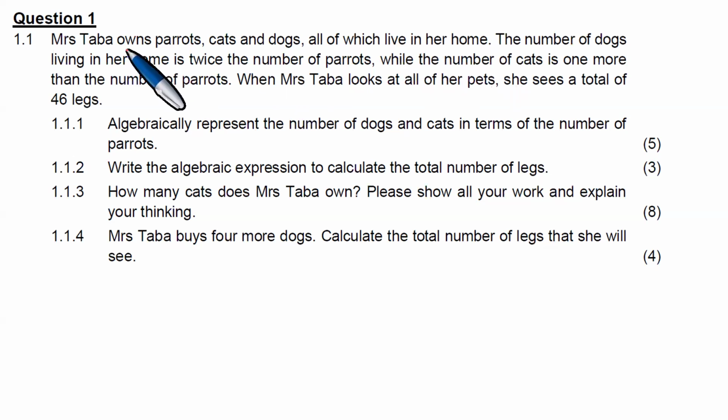So Mrs. Taba loves birds and loves parrots. Parrots, cats, and dogs, all of which live in her home. The number of dogs living in her home is twice the number of parrots, while the number of cats is one more than the number of parrots. When Mrs. Taba looks at all her pets, she sees a total of 46 legs. Algebraically represent the number of dogs and cats in terms of the number of parrots for 5 marks.